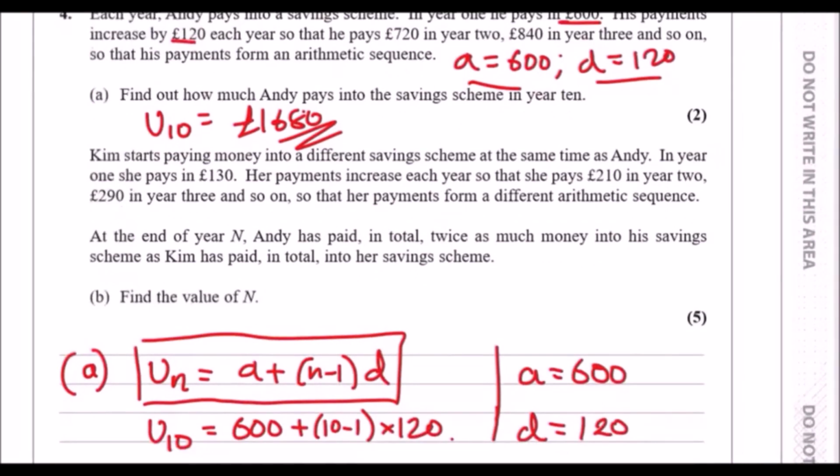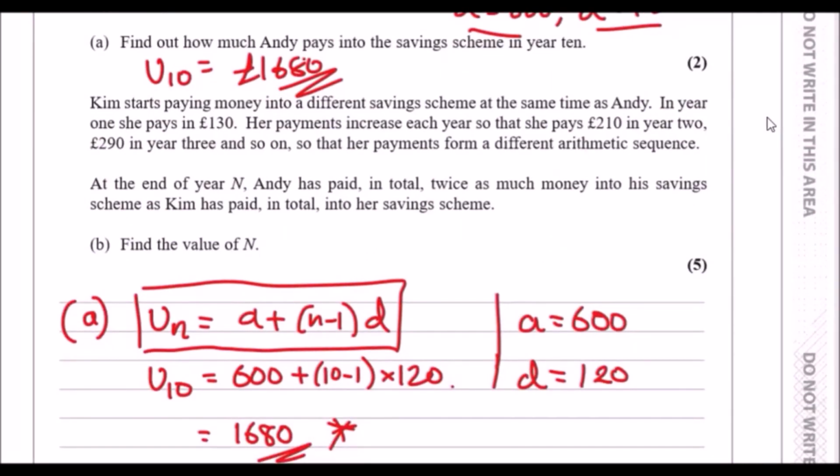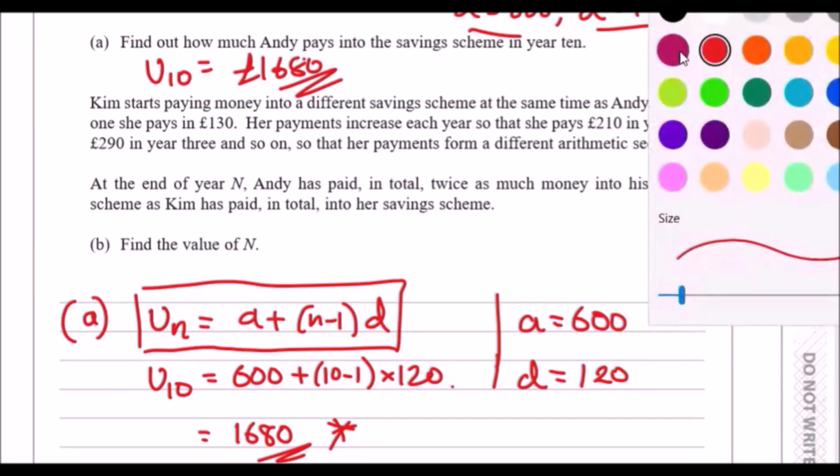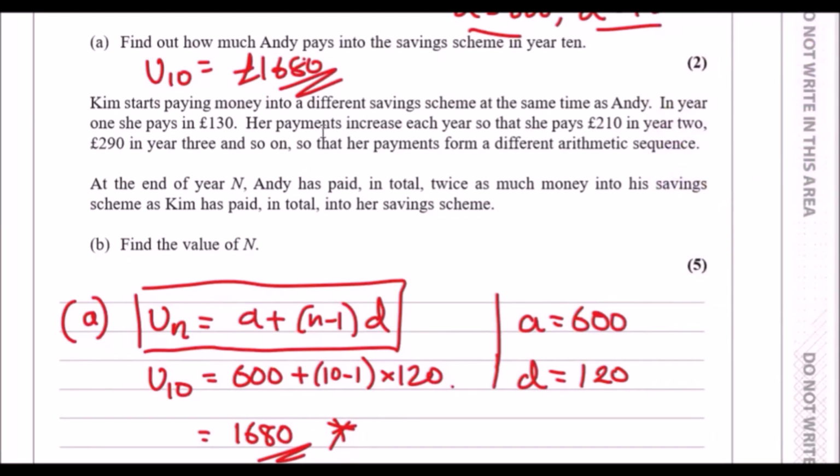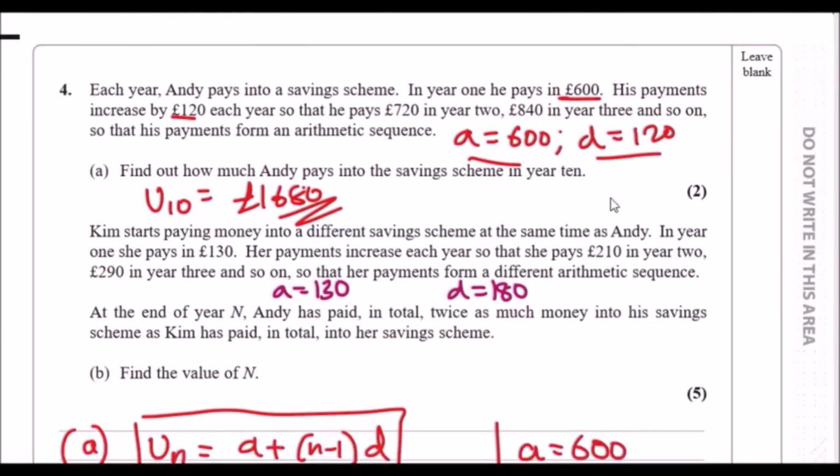Now here comes the main bit. So Kim starts paying money into a different savings scheme at the same time as Andy. Okay, so this is a totally different arithmetic sequence. In the first year, she pays 130. Her payments increase each year so that she pays 210 in the second year, 290 in year 3, and so on. So they don't tell you the common difference here, but we have to realize that it's going up by £80 every year. So we can say that D here is 80 for Kim, and her first payment was 130. Okay, so that's the slight key differences here.